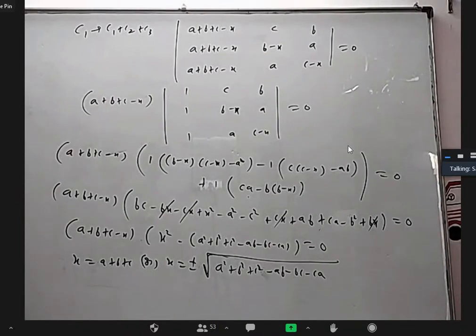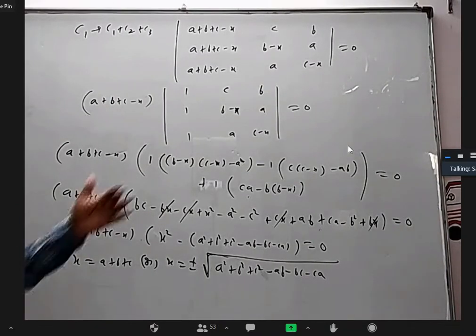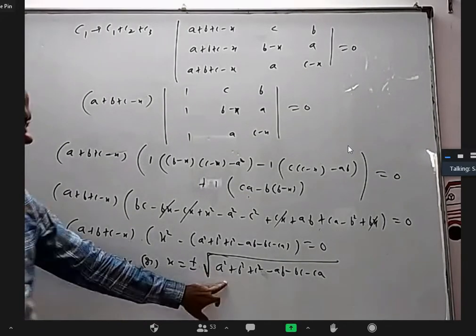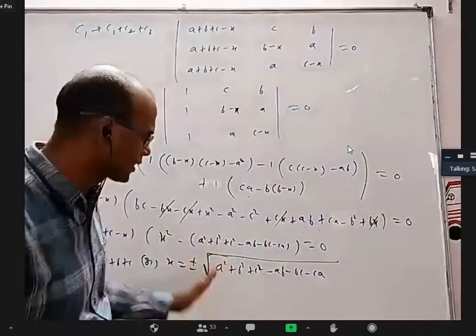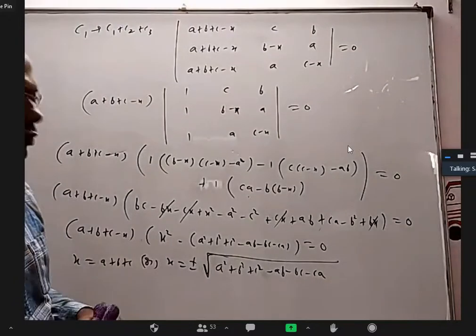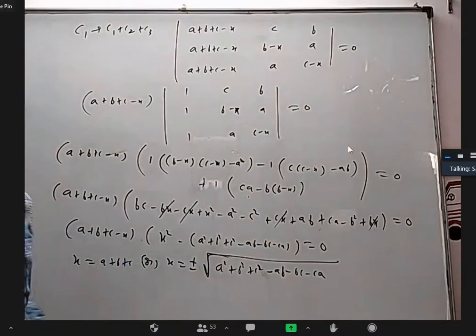Okay, so far I have not used a plus b plus c equal to 0 anywhere. Using a plus b plus c equal to 0, this will become 0. And this answer they want only in terms of a square, b square, c square, without ab, bc, ca. Think about how to simplify this in terms of a square, b square, c square.